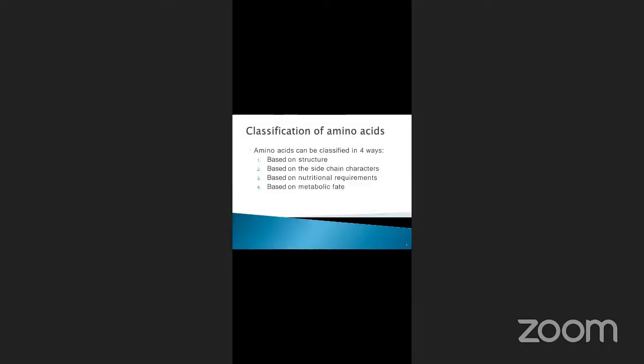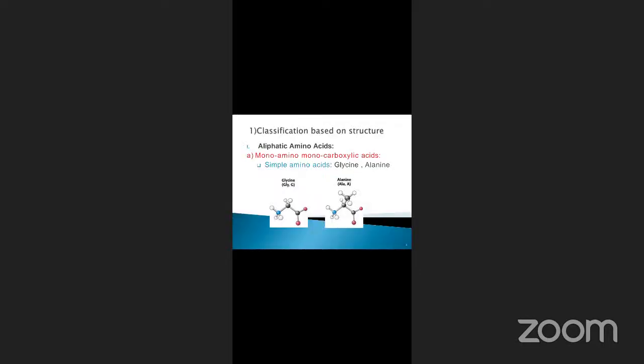These amino acids can be classified in 4 different ways, into 4 different groups. One is based on their structure. Second is based on side chain characters. Third is based on nutritional requirement and metabolic fate.